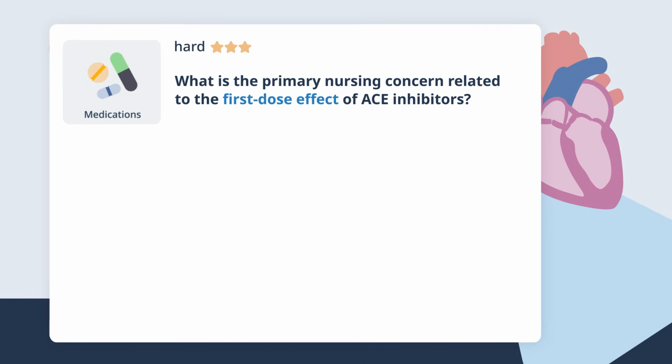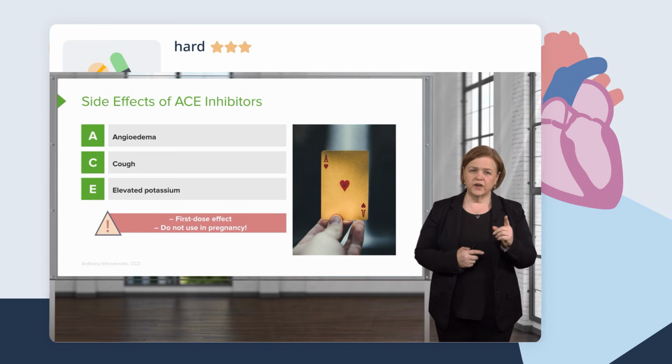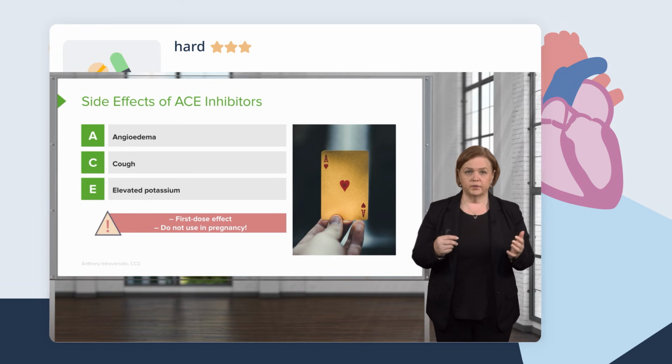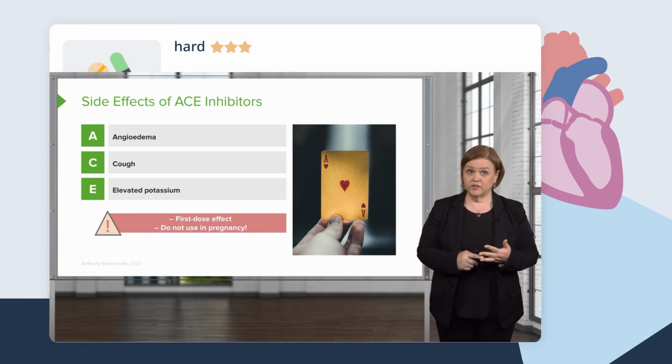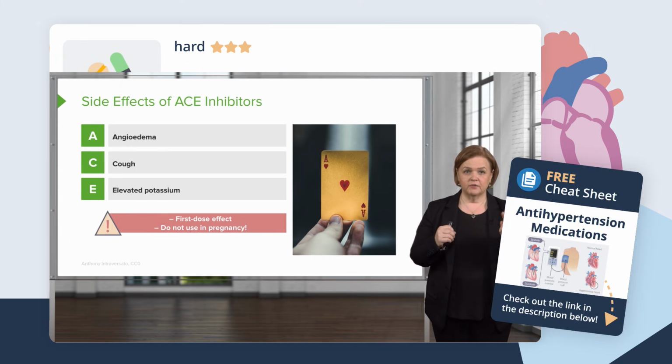What is the primary nursing concern related to the first dose effect of ACE inhibitors? First dose effect means that they're going to have a whoop, like a precipitous drop in blood pressure. So whenever you see a test question that talks about the initial dose or the first dose, particularly if you know it's a blood pressure medication, that's what you're worried about is whoop, that really big drop in blood pressure.